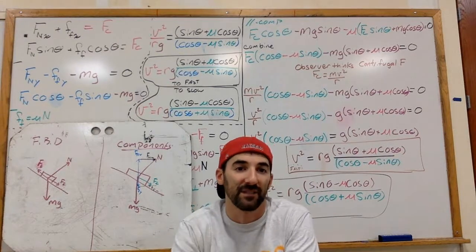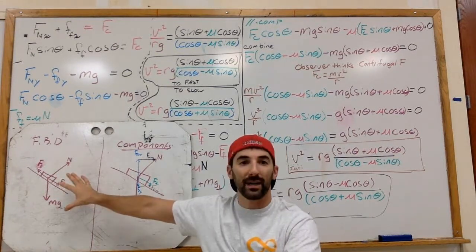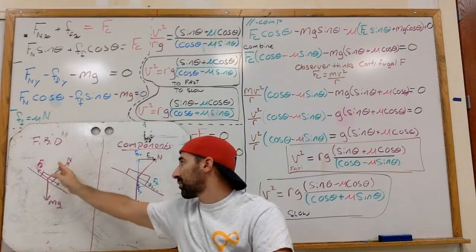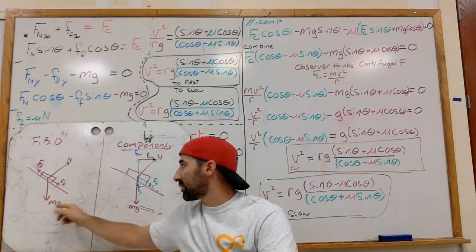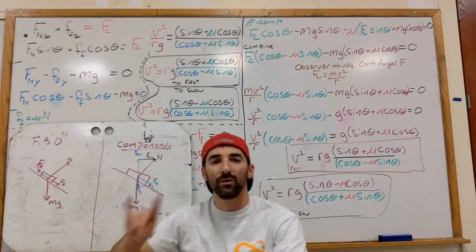The first, the actual physics perspective. So here's my free body diagram. I've got a normal force from the road. I've got the force of gravity, which I've labeled mg. And I've labeled two frictional forces.